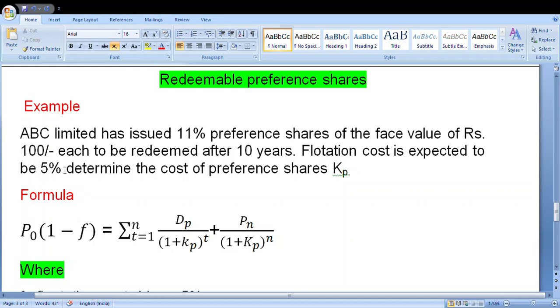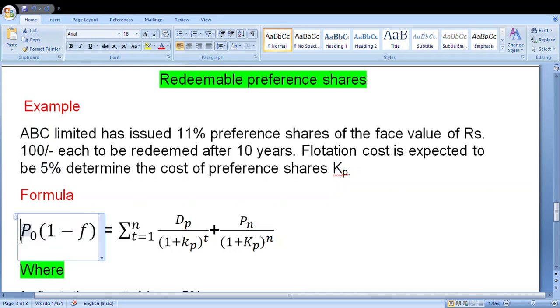And flotation cost is given as 5%. That means when a company issues preference shares of rupees 100 each, to get that 100 rupees, the company has to incur a cost of 5%, that is 5 rupees here in our case. That means ultimately the firm will be getting 95 rupees at the end, because it will be losing 5 rupees in the process of getting the money from investors. For every 100 rupees it is 5%, so that is 95.